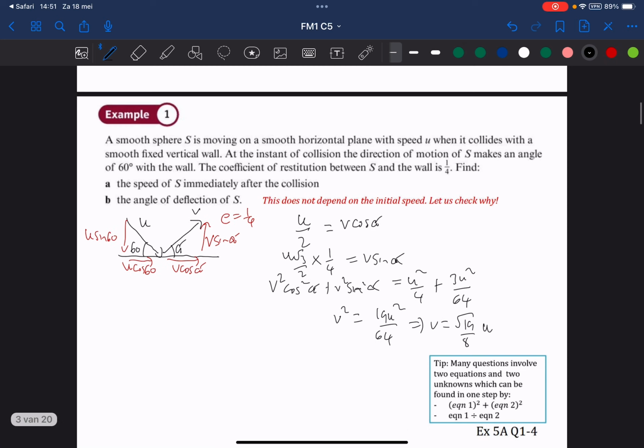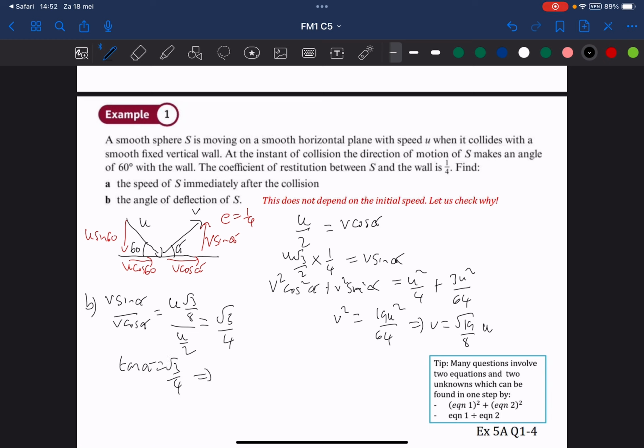Now, part B. The angle of deflection. Well, I said dividing wouldn't help before, but here you can divide, and it might help to get the angle out. So we'd have v sine alpha on v cosine alpha, and that's going to be equal to u root 3 on 8 from the second equation, divided by u over 2. Well, dividing by a fraction is the same as multiplying by the fraction flipped, so the 8 and the 2 will cancel down to a 4, along with the u's cancelling. So this is just going to be root 3 over 4. And that's going to be tan alpha.